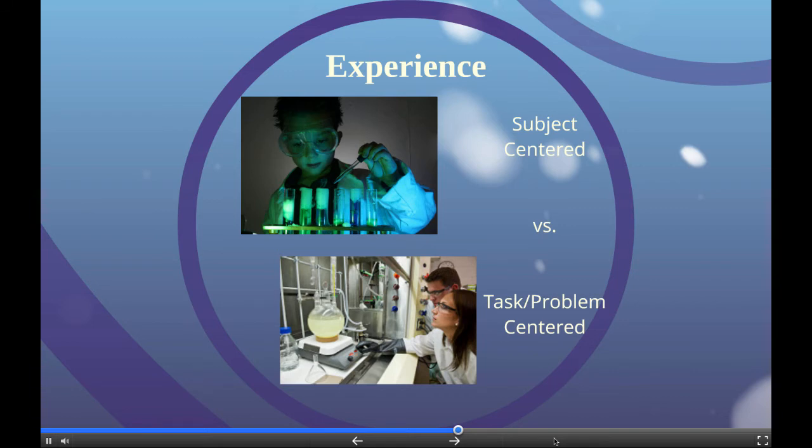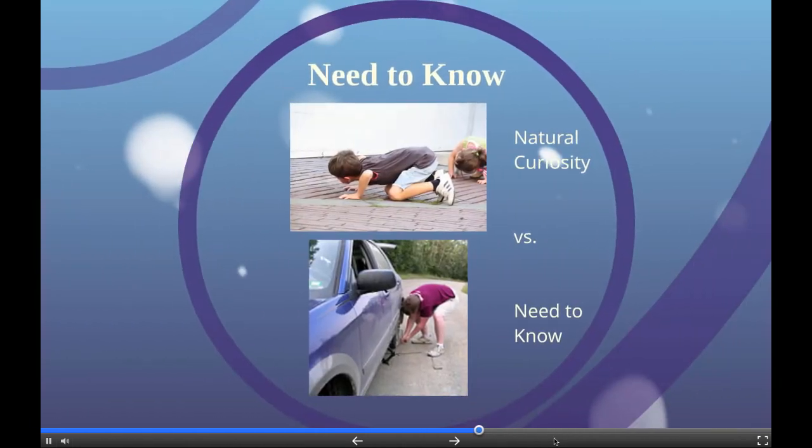Experience. Because they are older, adults have more life experience than children, which they are able to draw from during their learning process. One drawback, however, is that due to their experiences, adults tend to be more fixed in their ways and beliefs than children, and therefore less open to new learning.